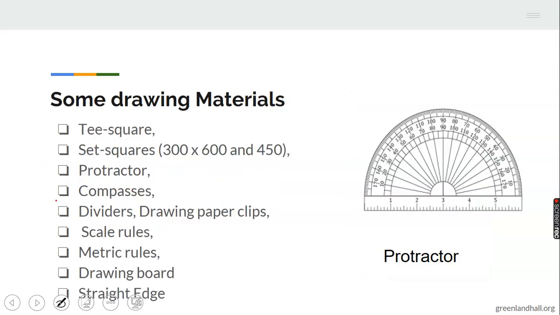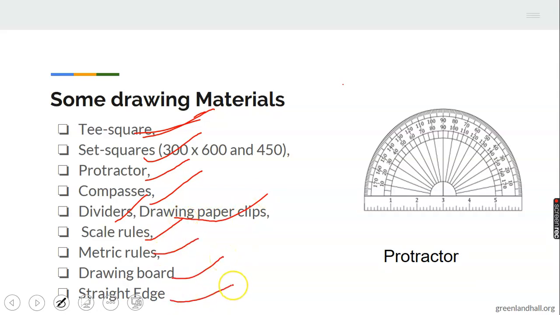Now let's look at some drawing materials. Don't worry, I'll be showing you pictures of these materials in the slide, so you'll be able to identify all of them. I have T-square, set square, we have that of 300, 600 and 450. Then we have protractor, compasses, divider, drawing paper clip, scale rules, metric rules, drawing board, straight edge.